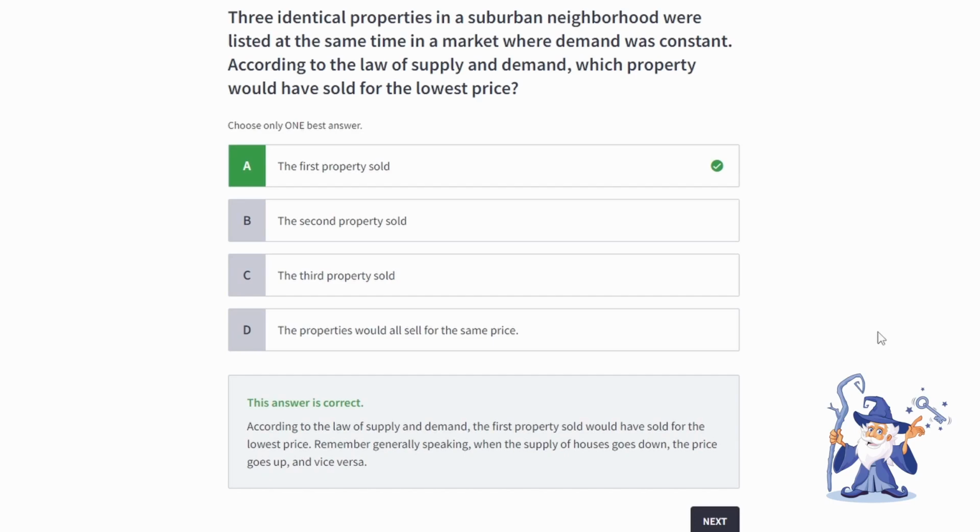Anyways, according to the law of supply and demand, the first property sold would have sold for the lowest price. Remember, generally speaking, when the supply of houses goes up, or I'm sorry, when the supply of houses goes down, the price goes up, and vice versa. So this is again one of those supply and demand problems where you have to use that principle in your mind and just problem solve.